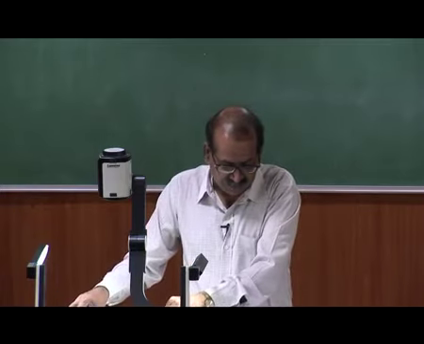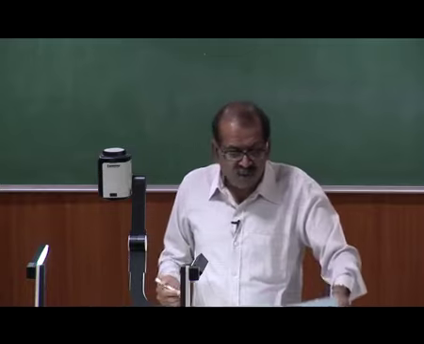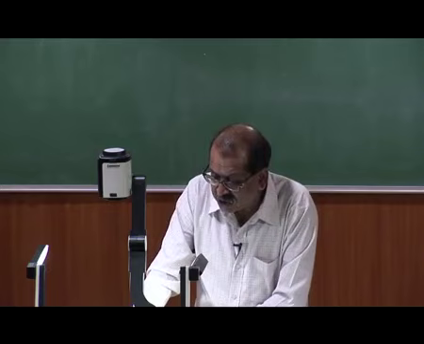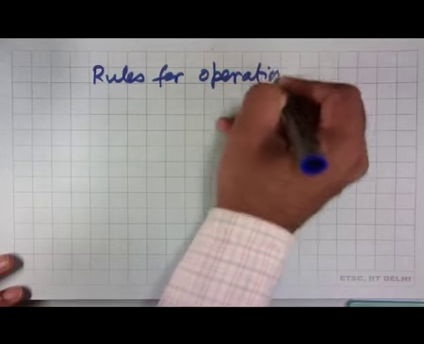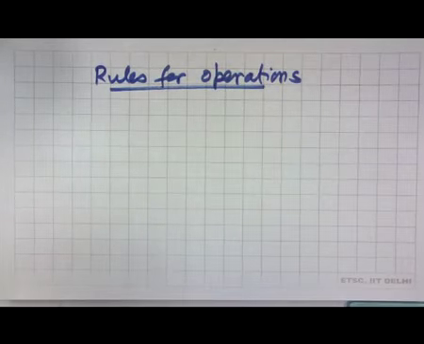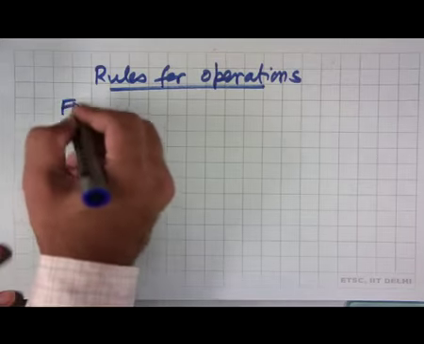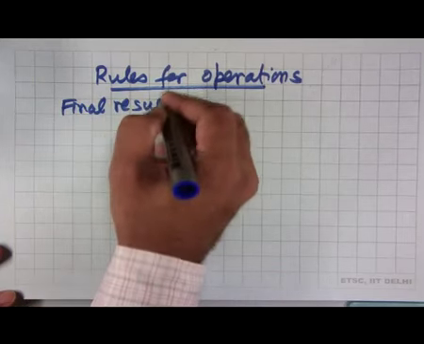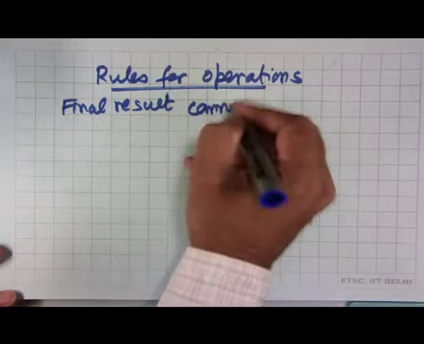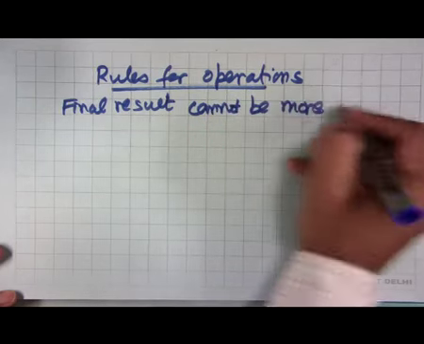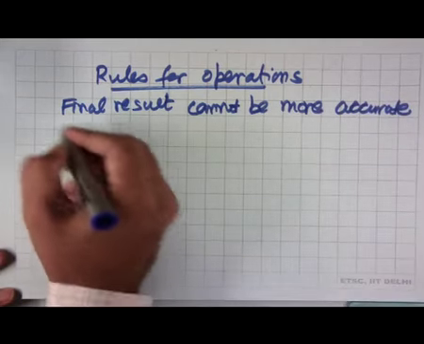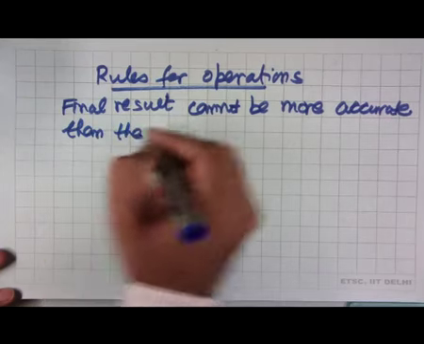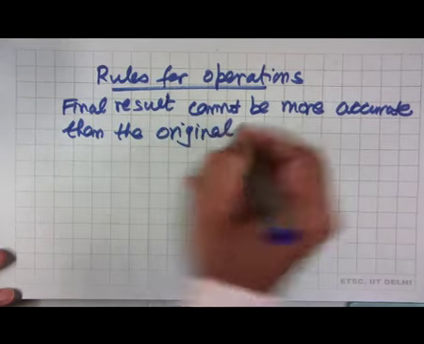Now, we would like to see another important aspect of these things, which is the rules for operations when we have quantities with errors in them. And the basic rule which we have is that the final result cannot be more accurate than the original measured values.